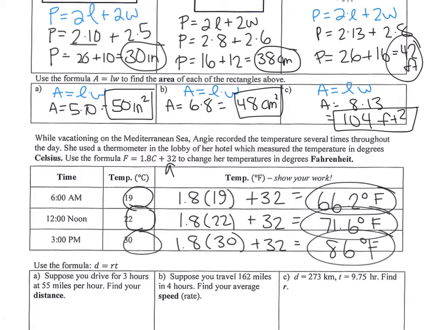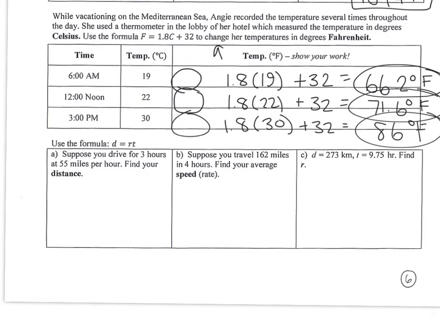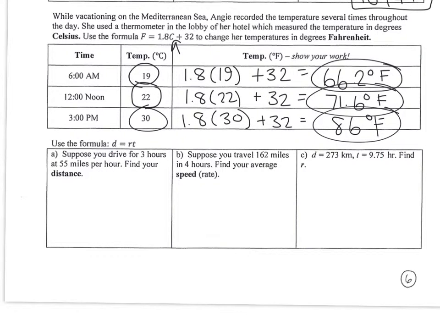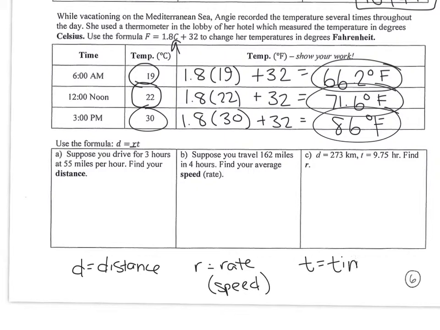And the last part right here is using the distance equals rate times time formula. D is distance, so distance can be in kilometers, meters, miles. R is the rate, or how fast you go, your speed. And T is time. So you write distance equals rate times time, and it says find the distance.